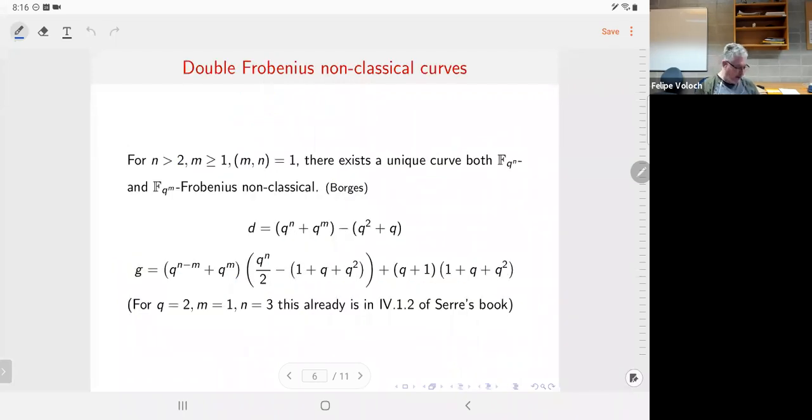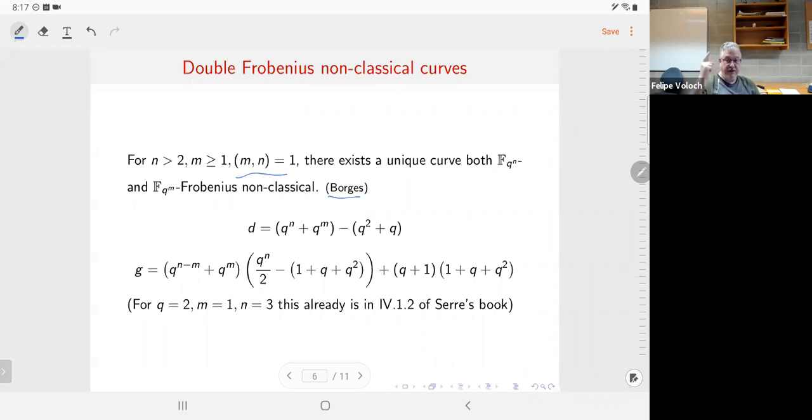I want to mention a very cute result due to my former student Erivelto Borges, which is about the following question. Now we have this definition of Frobenius non-classical curves. Can it happen that the curve is Frobenius non-classical for two different finite fields? So if a curve is Frobenius non-classical for two different finite fields, you can take their common intersection, let's call it F_q. So you can write them as F_q^n and F_q^m with n and m coprime. When n is 2 and m is 1, you cannot get any, but if n is bigger than 2 and m is at least 1, there is a unique one.